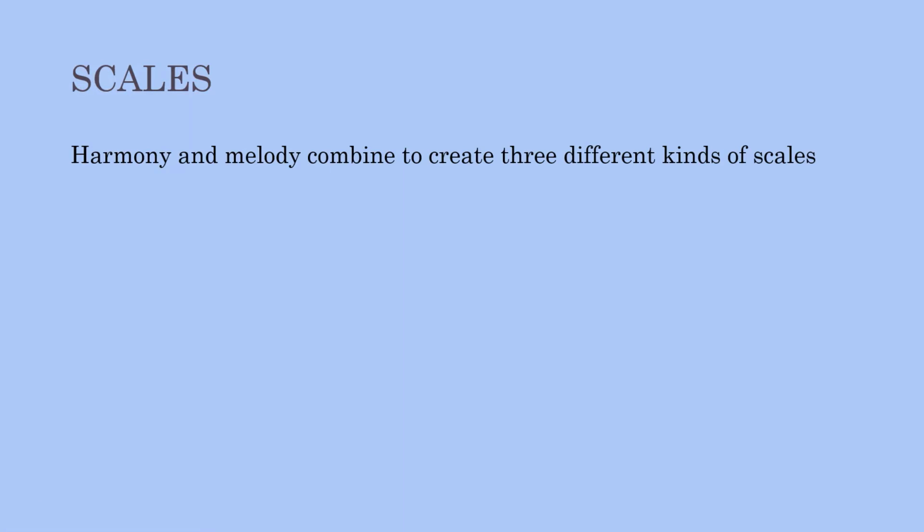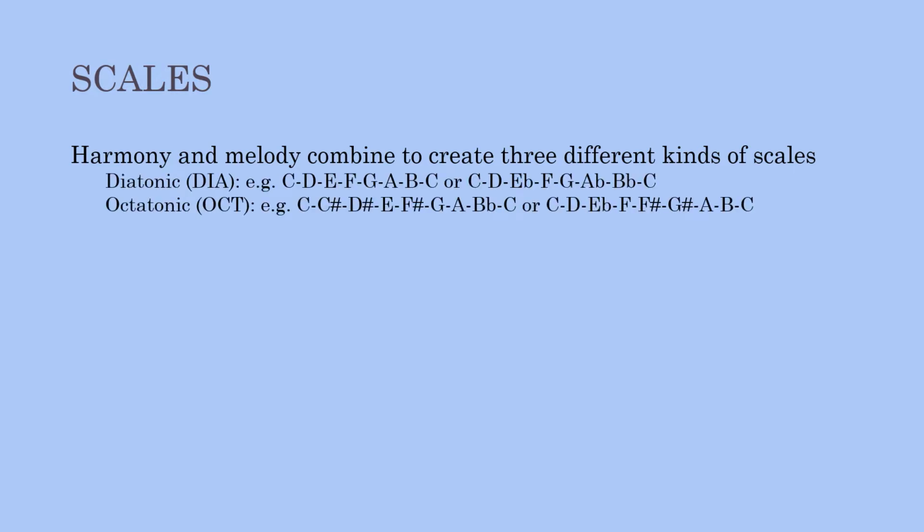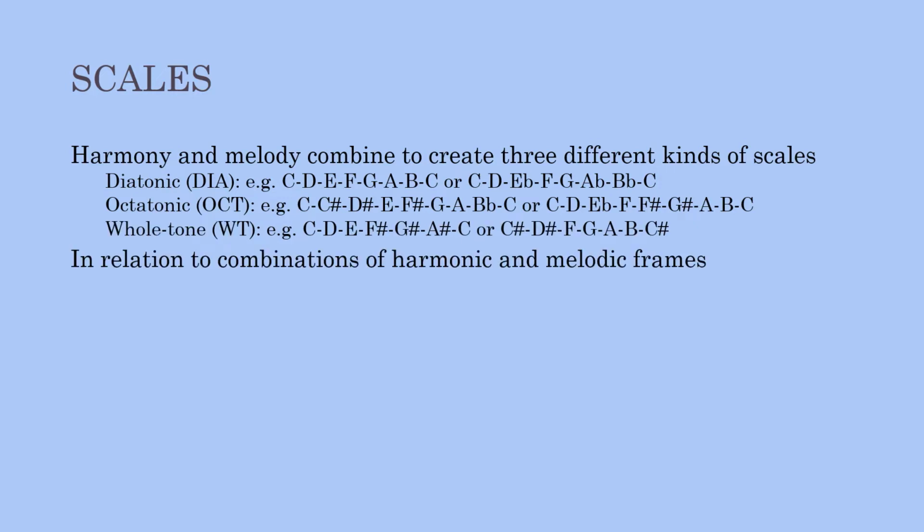Taking harmony and melody together, the music is often oriented toward three familiar referential collections: the diatonic collection, the octatonic collection, and the whole tone collection. These collections are associated with the different transpositional relationships between melodic and harmonic frames.